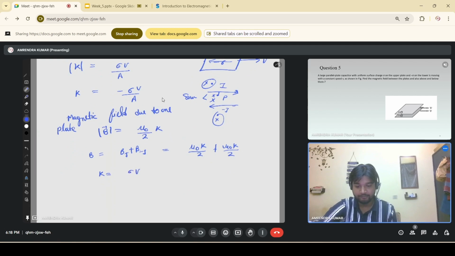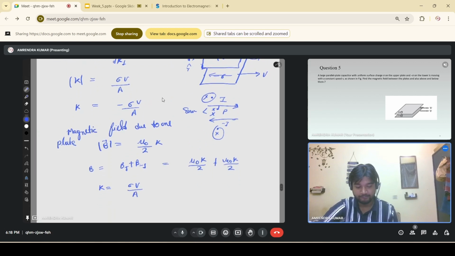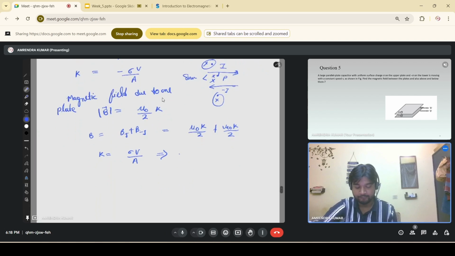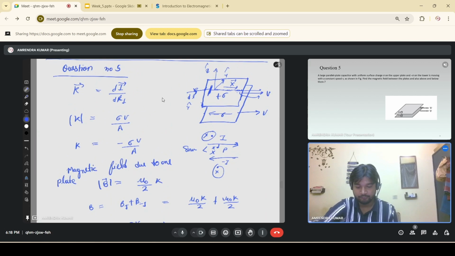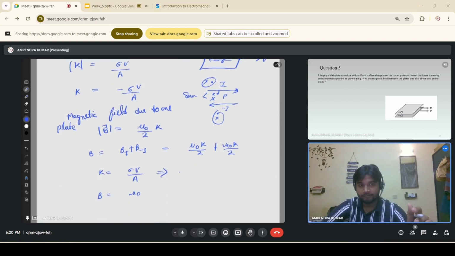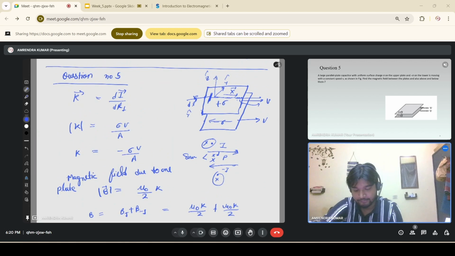sigma v over a, and so this will be... sorry, no no no, actually the current that we have written itself, it's not like this because the sigma is equal to q by a.